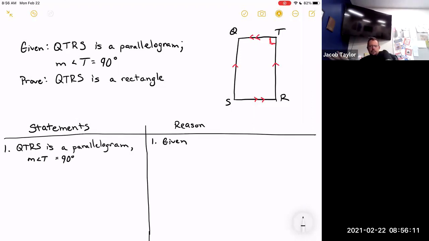Okay, so all we know is that it's a parallelogram. What properties of a parallelogram are going to help us figure out that this is a rectangle? Keep in mind, to prove that it is a rectangle, we have to show all four angles are 90 degrees. So we need to show that Q, S, and R are also 90 degrees using only the properties of a parallelogram.